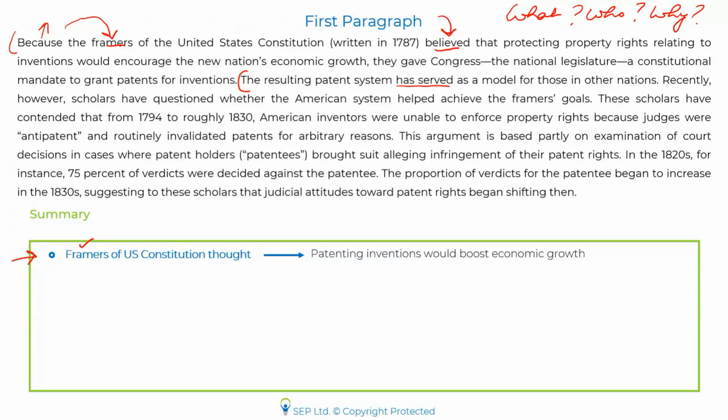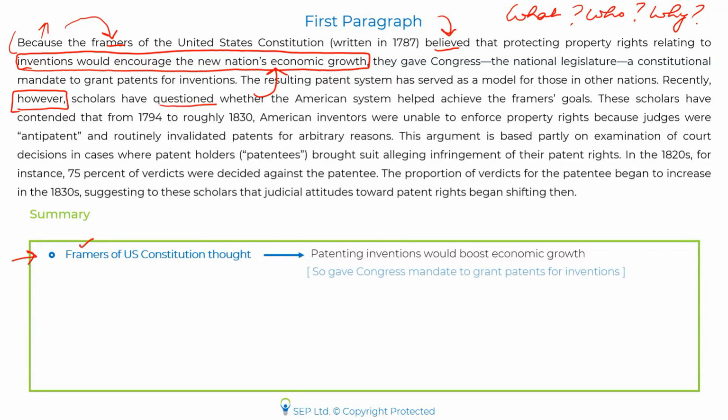Recently, however, now that's a transition word for me. So recently something has happened which is contradictory probably. Scholars have questioned, so scholars disagree about something, whether the American system helped achieve the framers' goals. What was the framers' goal? Framers' goal was inventions would encourage the new nation's growth, right? This was the framers' goal. And scholars are questioning whether the American system has helped to achieve this goal. So that means the scholars don't think that the patent system really helped to achieve the new nation's economic growth.